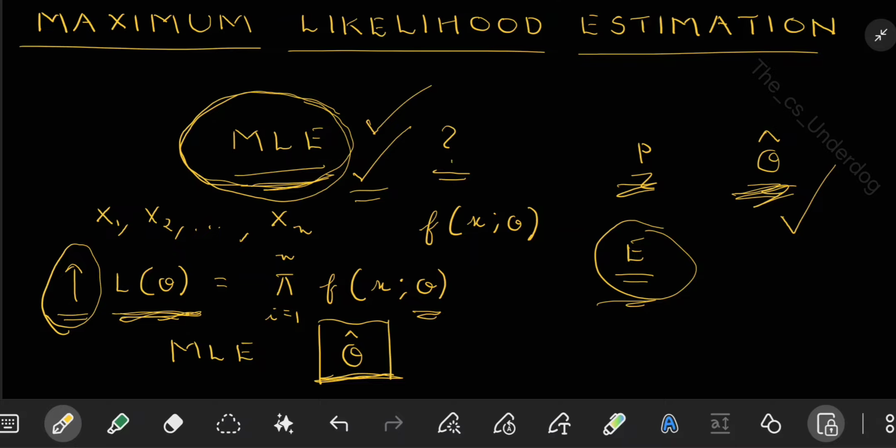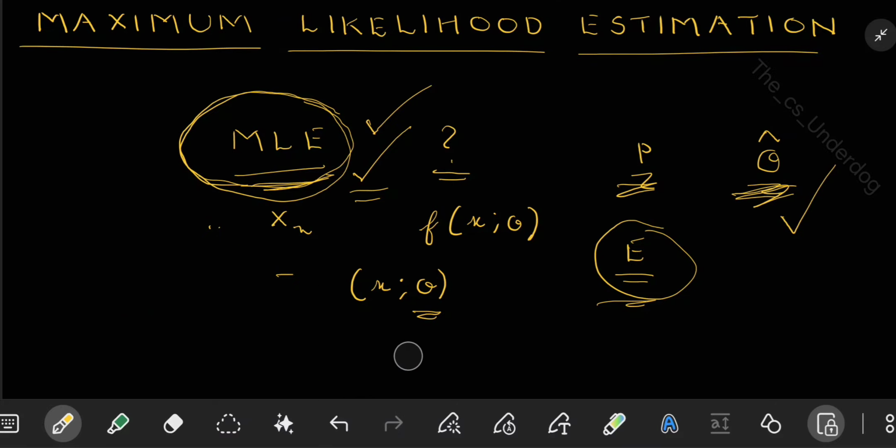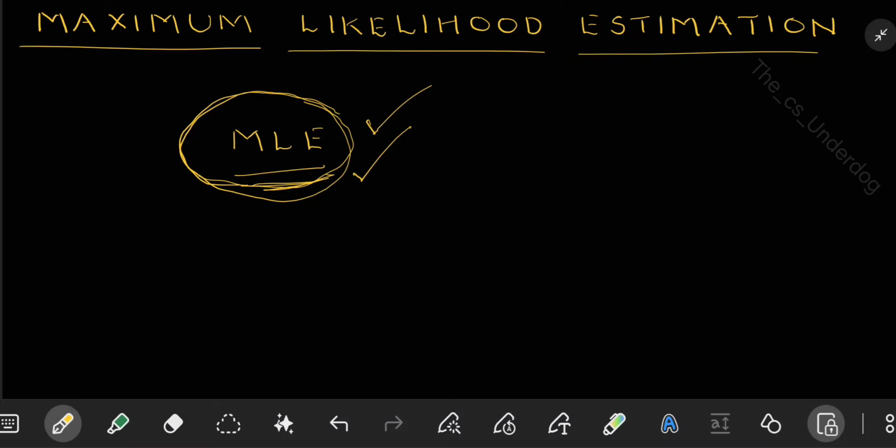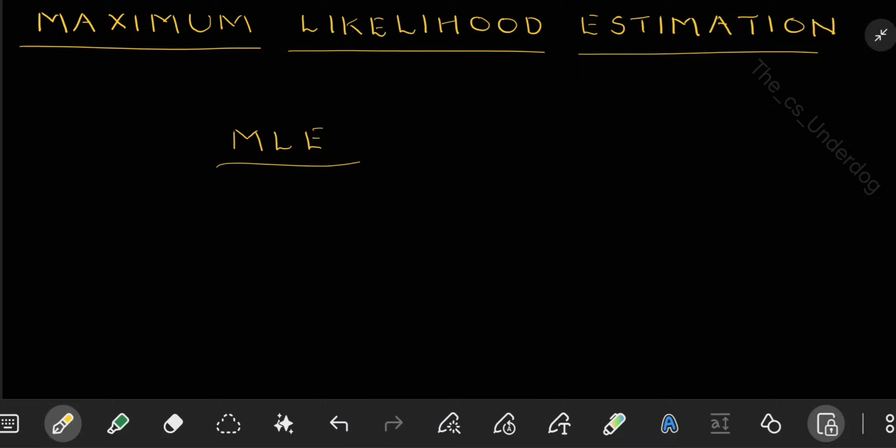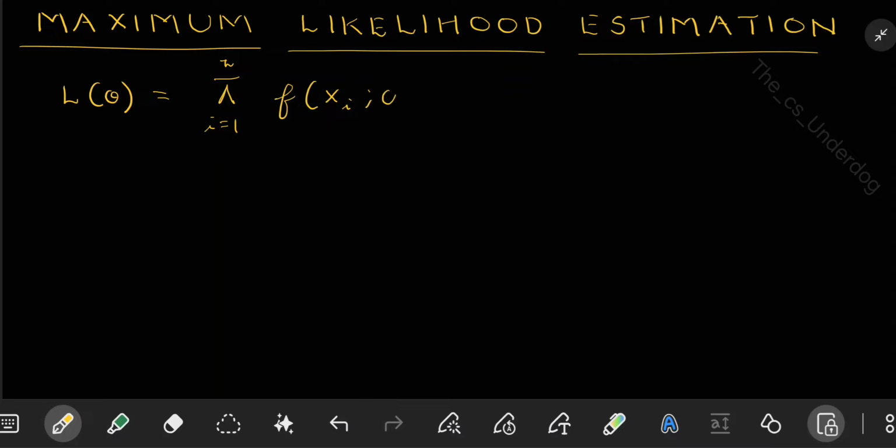First, we'll see the process, how to find the maximum likelihood estimate. Then we'll see through an example how you can actually do it. So first of all, your maximum likelihood estimate. What are you going to do for this? You have the likelihood L(theta). This is the product from i equal to 1 to n of f(xi; theta). This is your likelihood.